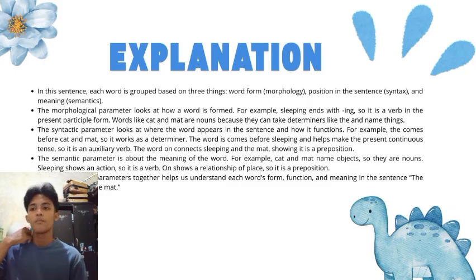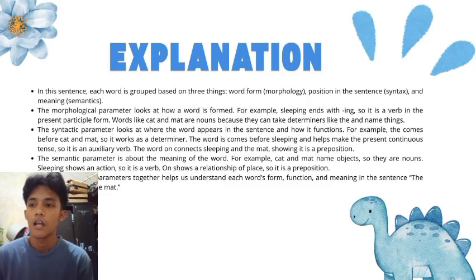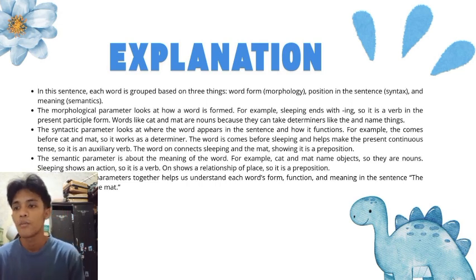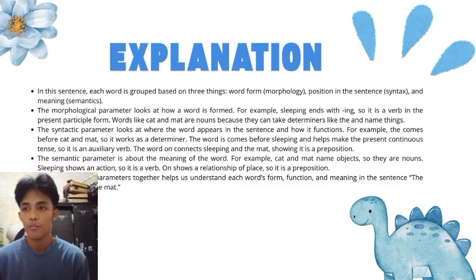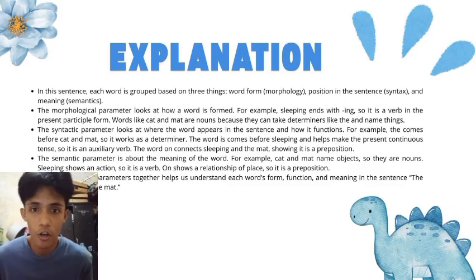So the morphological parameter looks at how a word is formed. For example, sleeping ends with ing, so it is a verb in the present participle form. Words like cat and mat are nouns because they can take determiners like the and name things.